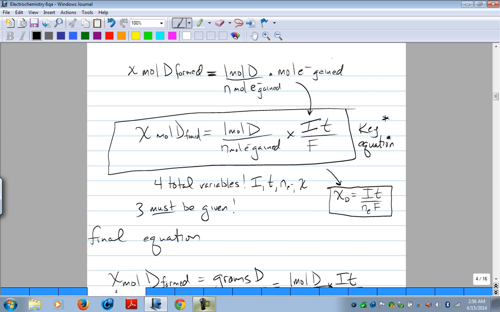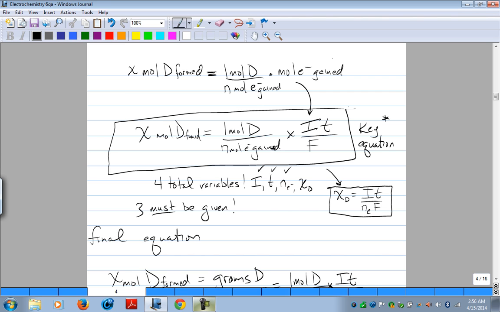And this is a key one-step equation. You'll have 4 possible things that can vary: the current, the time, the moles of electrons gained per mole of substance formed, doesn't have to be D, and X, I'll use for moles of D, so I don't have 2 n's in the problem. 3 of these 4 variables must be given, and this way you'll just have 1 unknown.